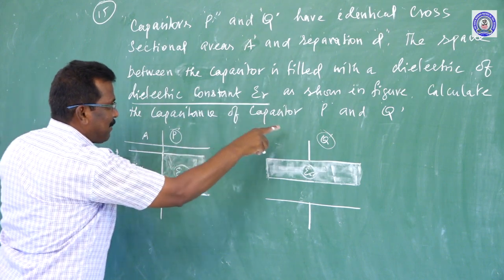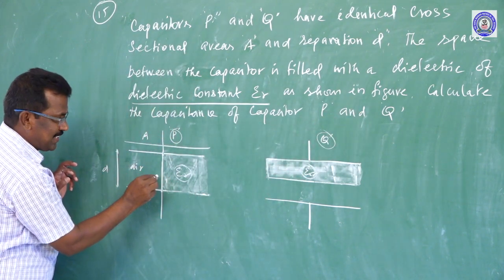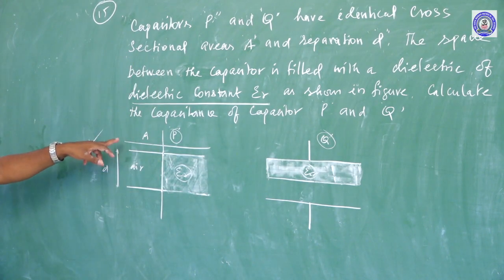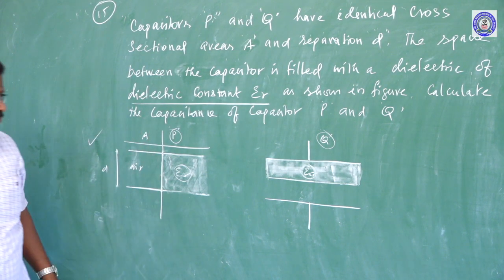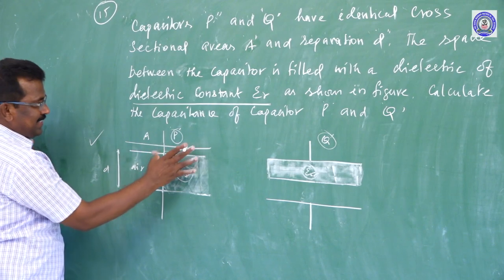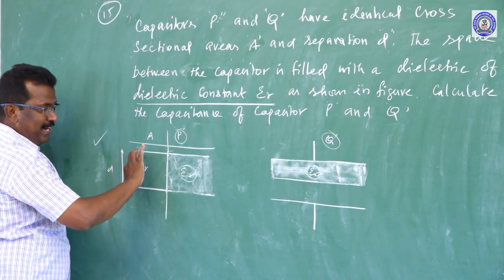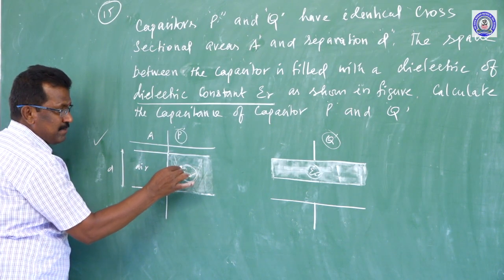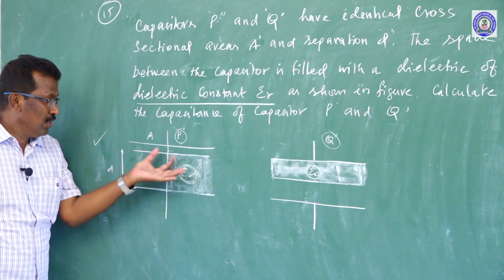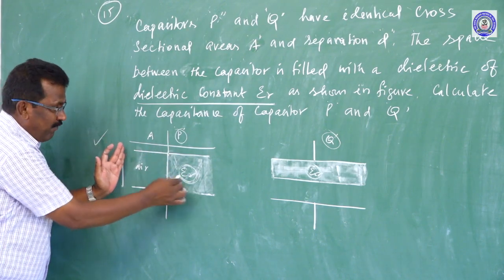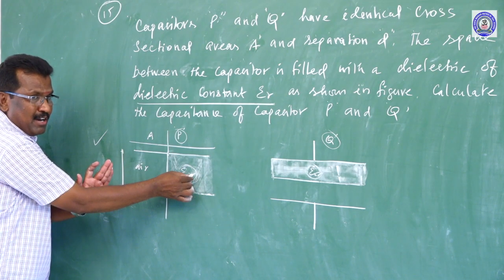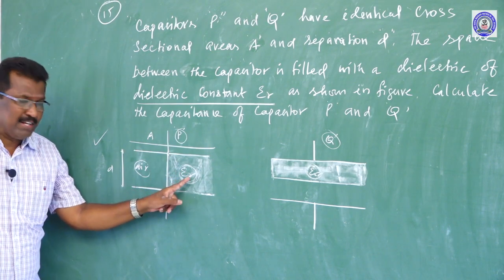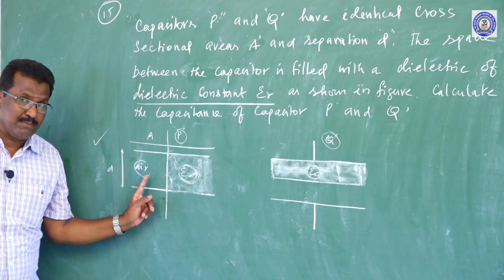Calculate the capacitance of capacitors P and Q. What is the capacitance of P? What is the capacitance of Q? First, we'll calculate the capacitance of capacitor P, then we'll move to Q. In the first case, the area of cross section of the capacitor is A, the distance between the plates is D. Half of the area is filled with dielectric constant epsilon r, and the other half is air.